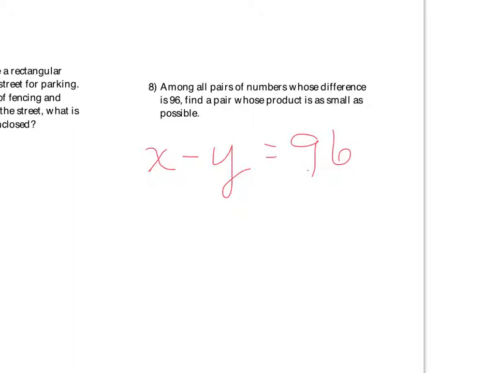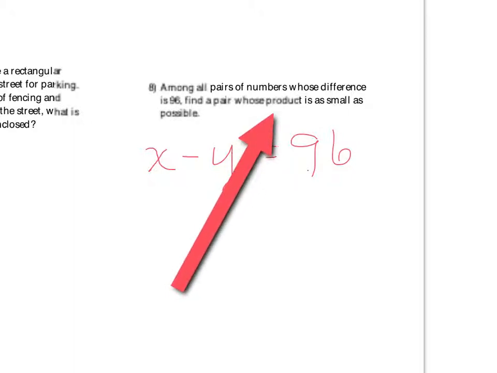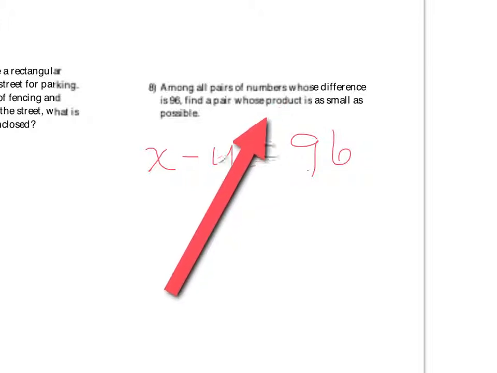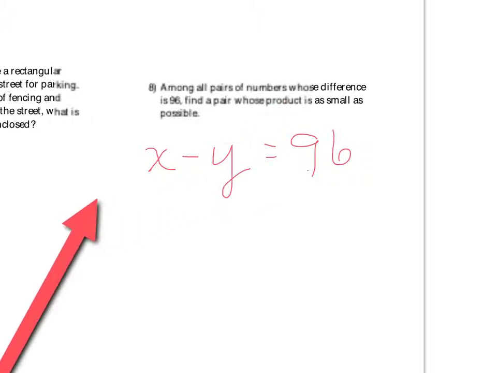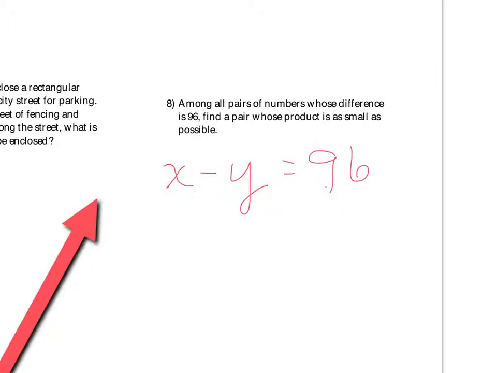Second sentence, we have that our little product word right there, which means multiply those two together. So what does that one look like? XY is our product. We're maximizing XY. All right, so that's not helpful. We want XY as large as possible. That's what we want to maximize. Okay, so we have some product out there that we want to maximize.